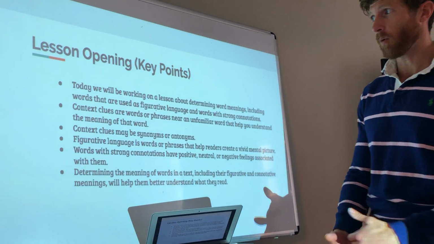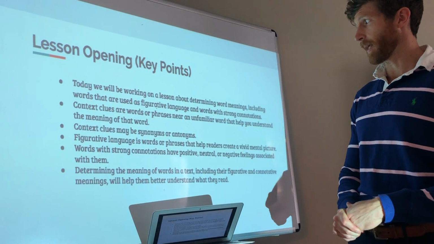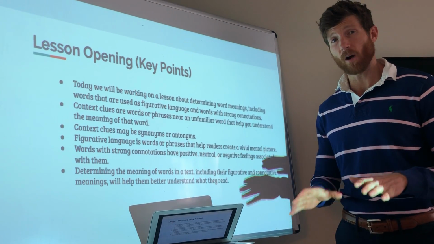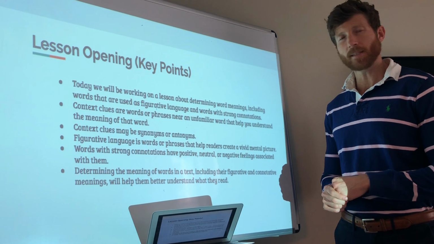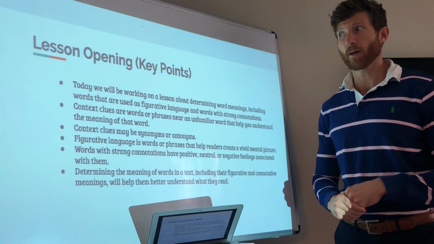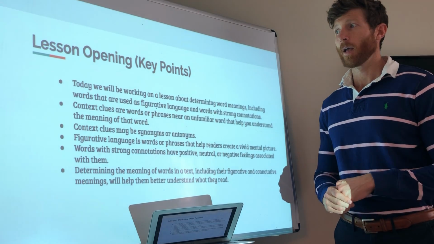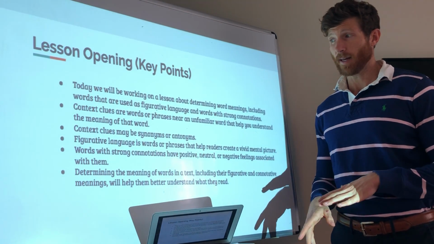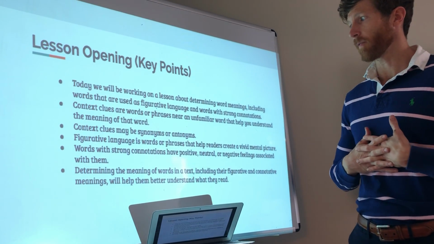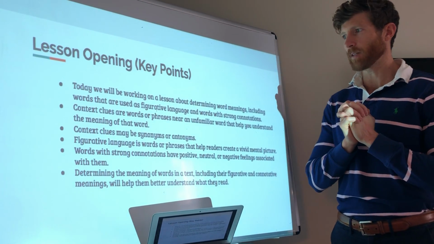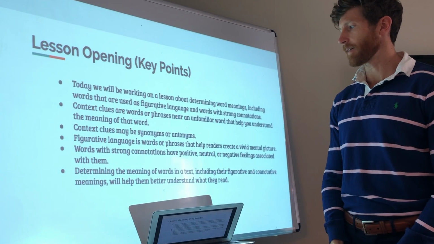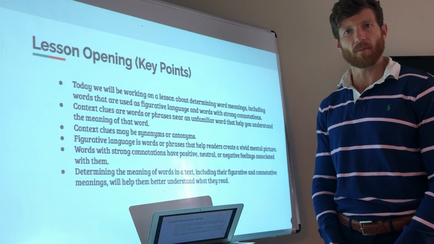All right, so today we're going to be working on a lesson about determining word meanings, including words that are used as figurative language and words with strong connotations. Context clues are words or phrases near an unfamiliar word that help you understand the meaning of that word. Context clues may be synonyms or antonyms. Figurative language is words or phrases that help readers create a vivid mental picture. Words with strong connotations have positive, neutral, or negative feelings associated with them.